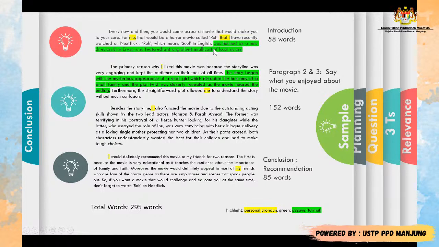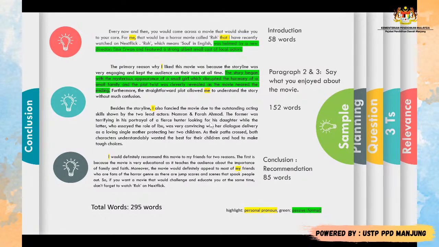Okay, the introduction. And in my second paragraph and my third paragraph is where I say the reasons why I like it. And you could see that I have given 2 elaborations for each of my reasons. My reason was the storyline was engaging and kept the audience on their toes at all time. And then my next 2 sentences are actually elaboration for my first point, because I believe this is part 3 where the language that I have to use is a more complex grammatical structure. That is one of the things that I look at.